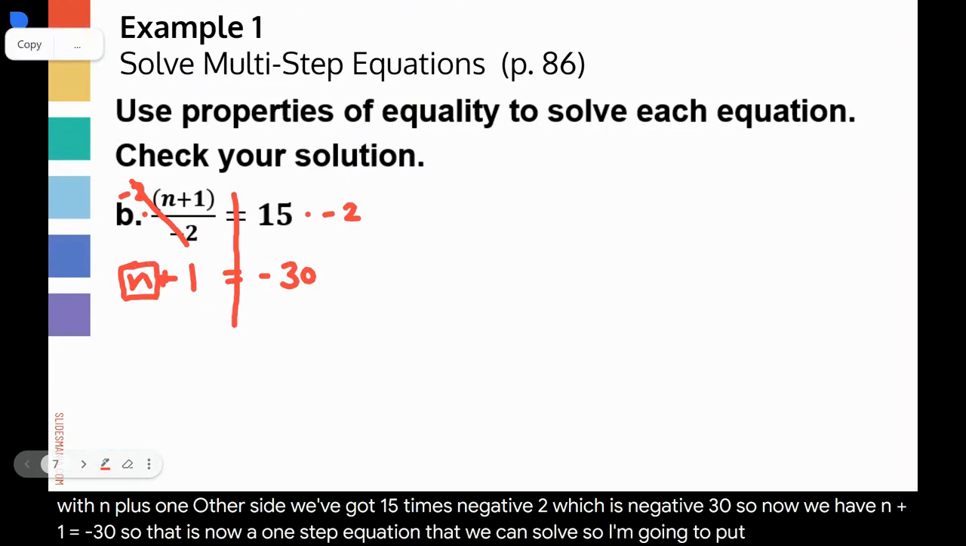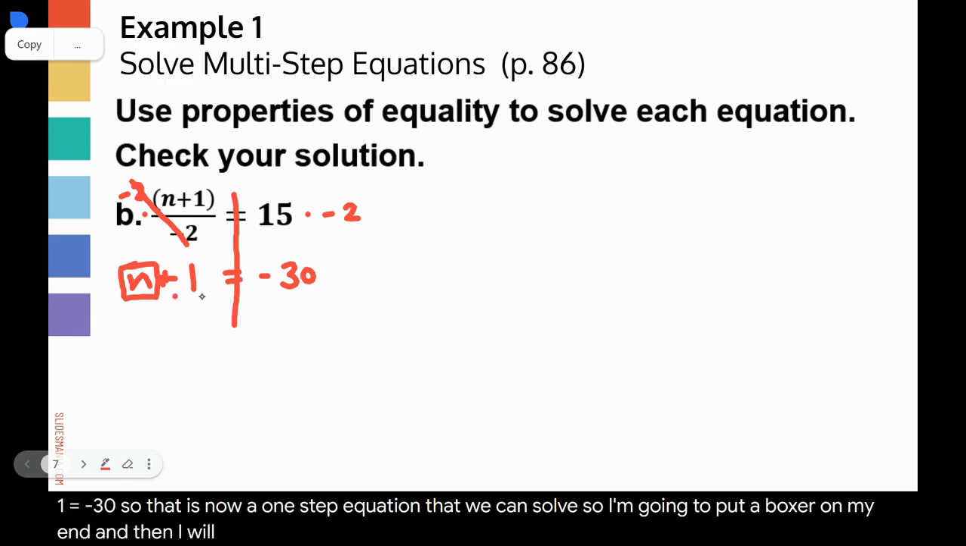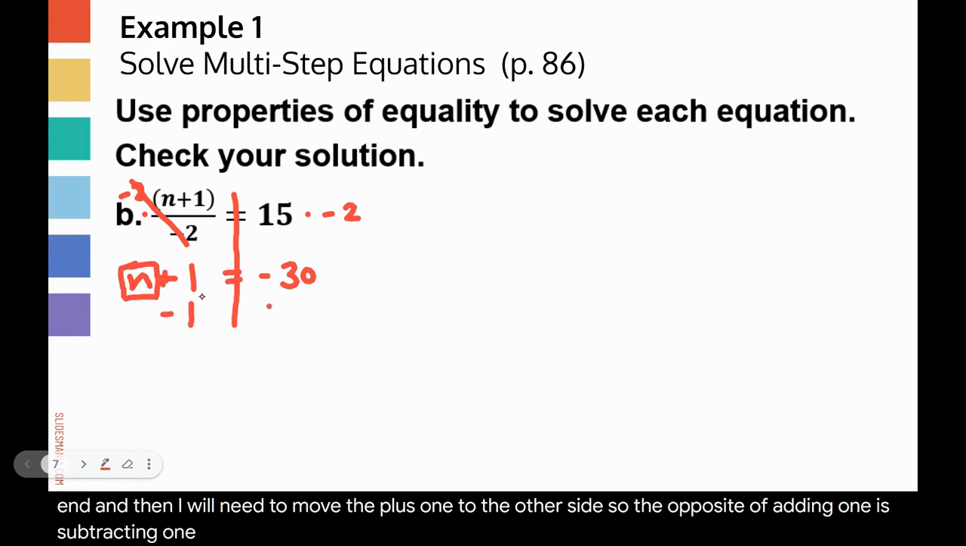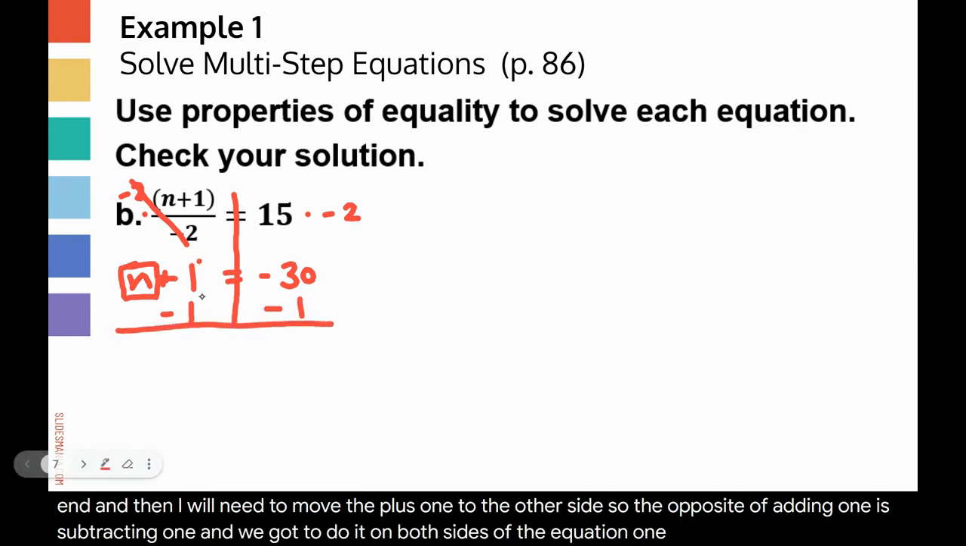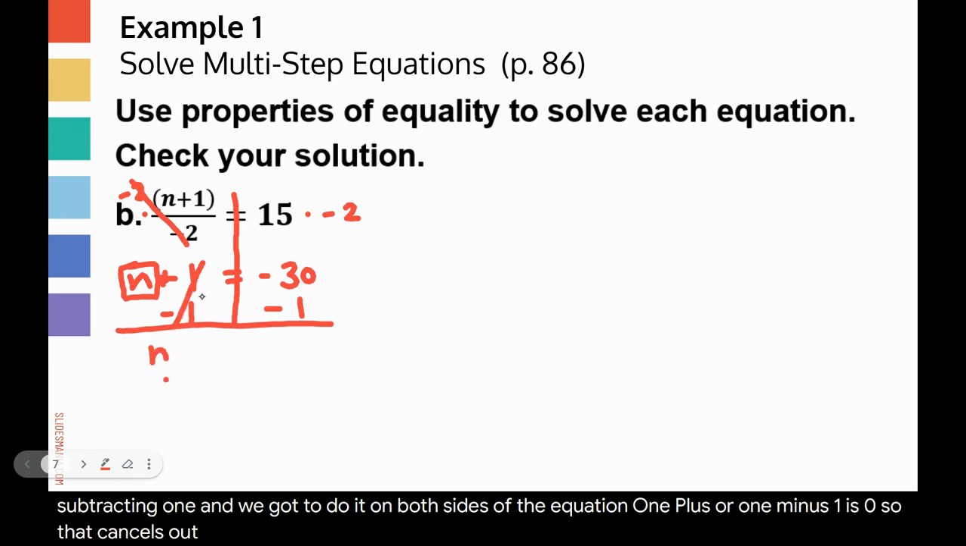So I'm going to put a box here on my n, and then I would need to move the plus 1 to the other side. The opposite of adding 1 is subtracting 1, and we have to do it on both sides of the equation. 1 minus 1 is 0, so that cancels out. Bring down the n.